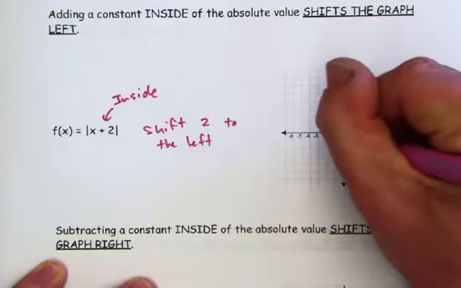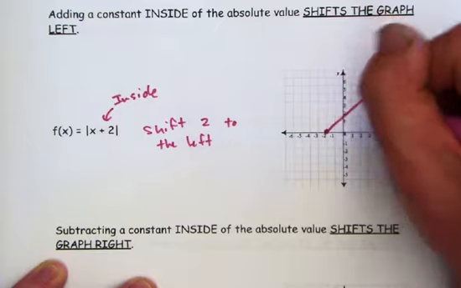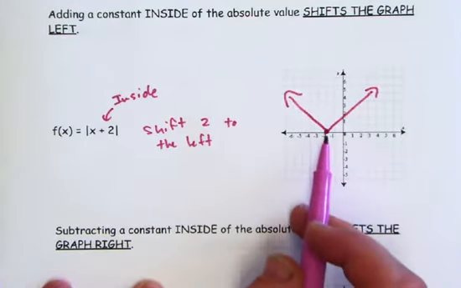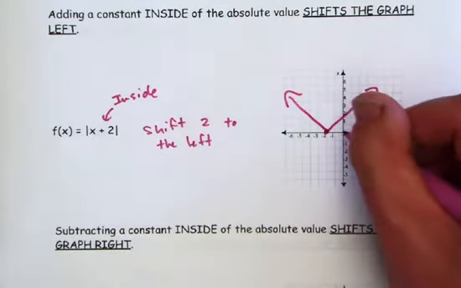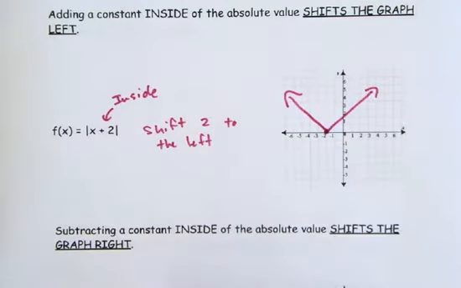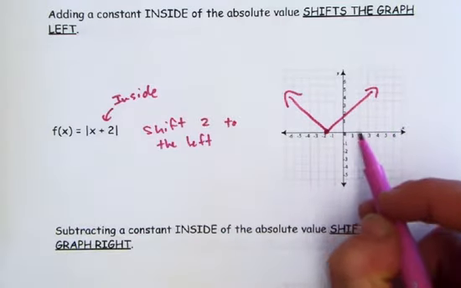Okay, so now we're going to go to left 2, so we have negative 2, 0, and we're going to have our same line like so. Now, why does that work? Well, let's just plug 0 in. 0 plus 2 is going to give you 2. Plug negative 2 in. Negative 2 plus 2 is going to give you 0. Okay? So having that inside the absolute value shifts it to the left.